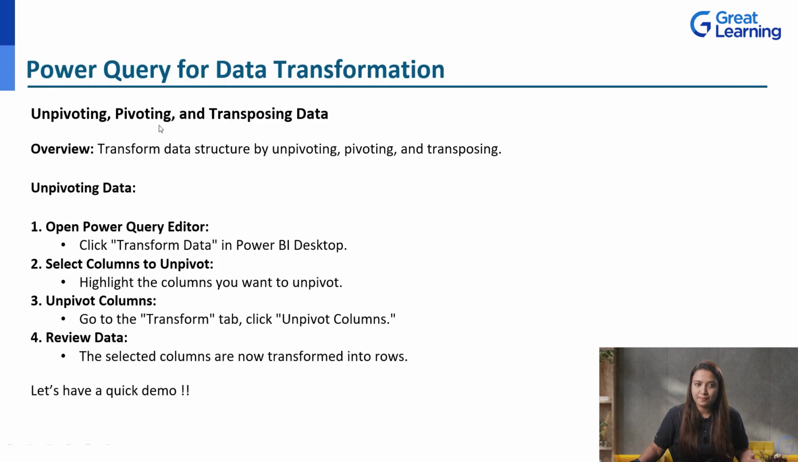We can do unpivoting, pivoting and transposing data. In order to unpivot the data, we have to click on the same Transform Data from the Power BI Desktop. Then highlight the columns where you want to unpivot. You have to click on the Transform tab, select Unpivot Columns. As simple as that. We can review the data later.